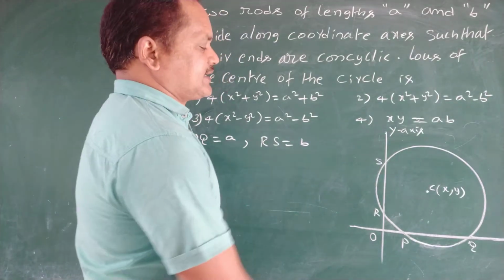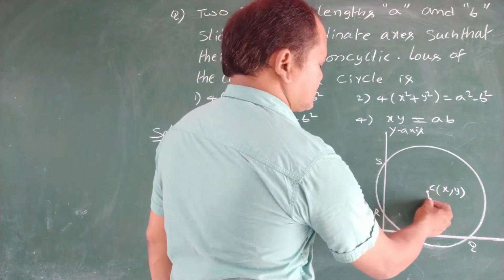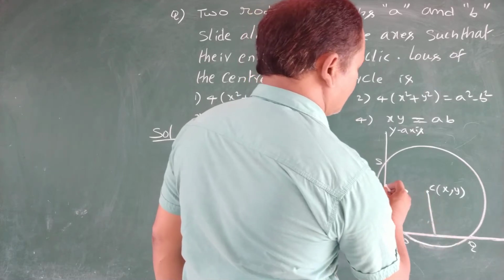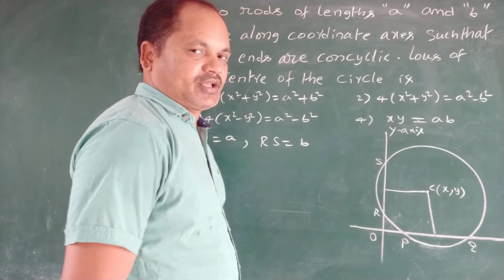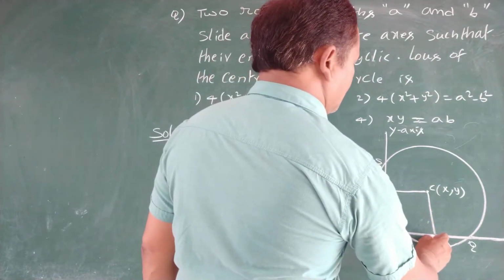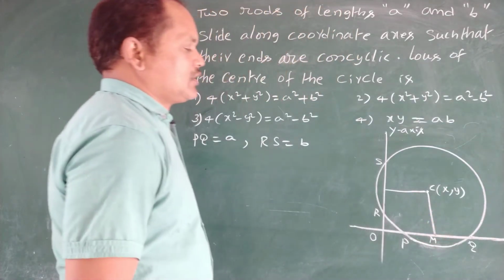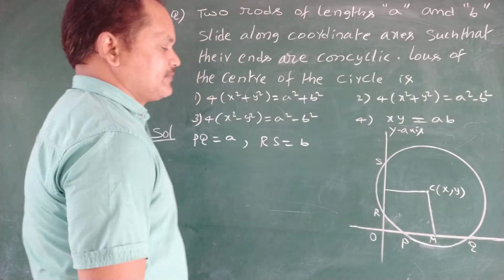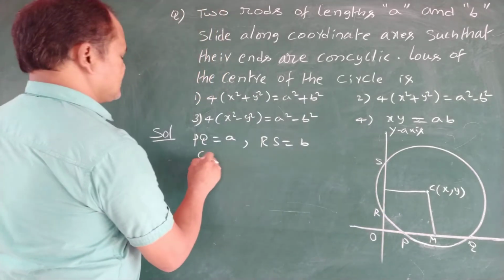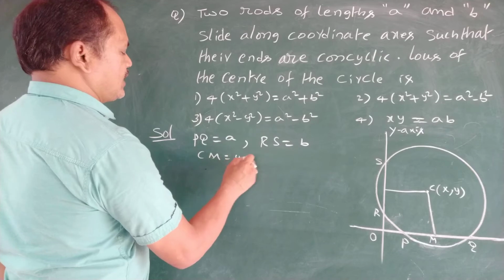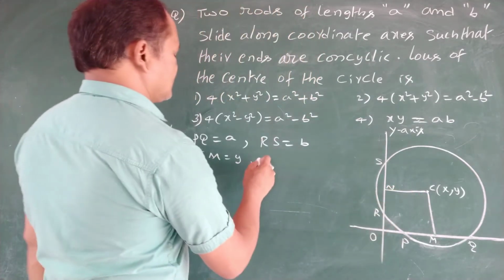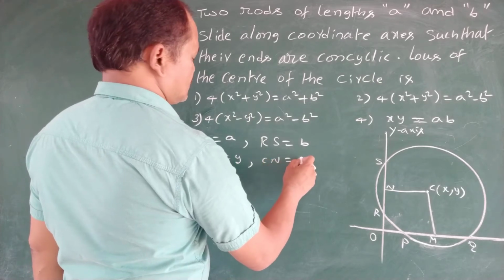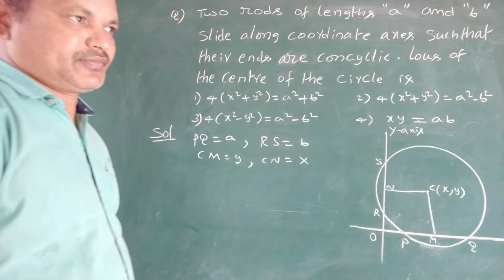Now let us consider the locus of the center is C(x, y). Now draw the projection of C on the x-axis, that is M. That's why CM is equal to y, and this is N. CN is equal to x, right?